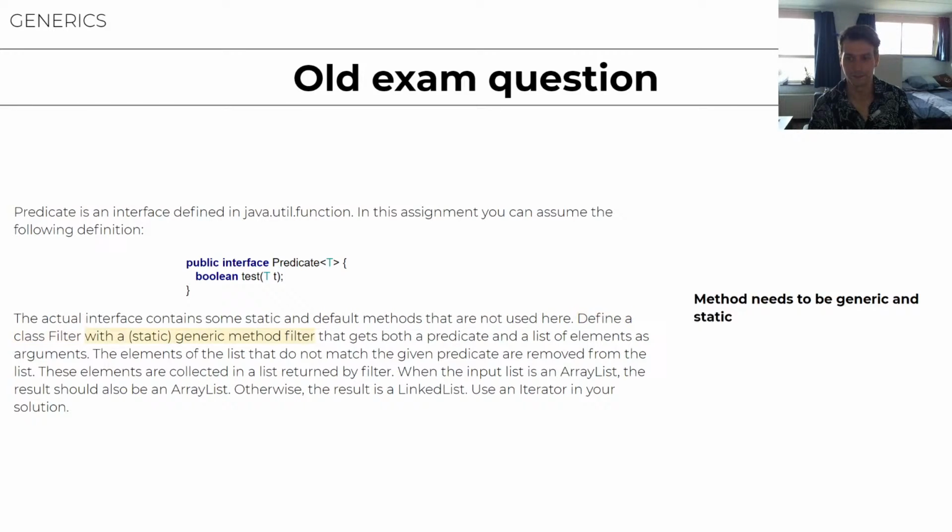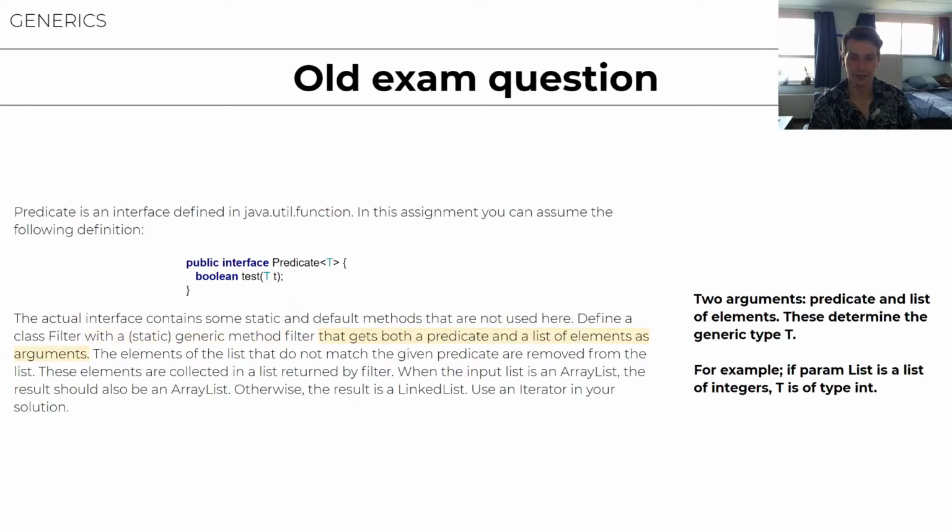Create a class Filter with a static generic method filter. Okay, perfect. The method needs to be static and it needs to be generic. Something that you can just learn, something that you can write on your cheat sheet, and should not be a problem. It gets both a predicate and a list of elements as arguments. So there are two arguments, and these determine the generic type T. For example, if the parameter list is a list of integers, then T will be an integer as well.